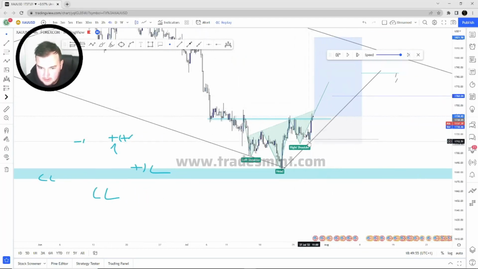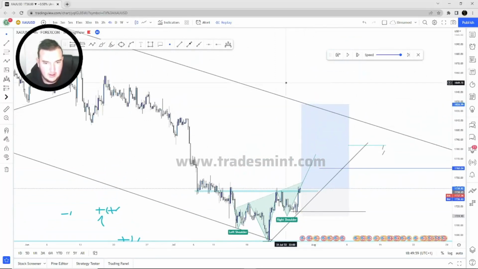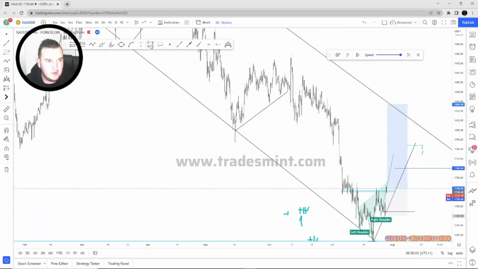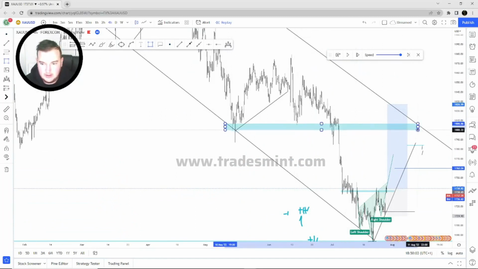Okay, so we put our stop loss just below the right shoulder, and we put our take profit at resistance. So we know that there's resistance here. We could have a potential resistance level somewhere here, right?